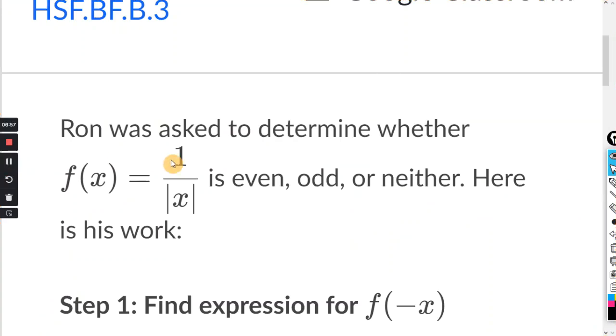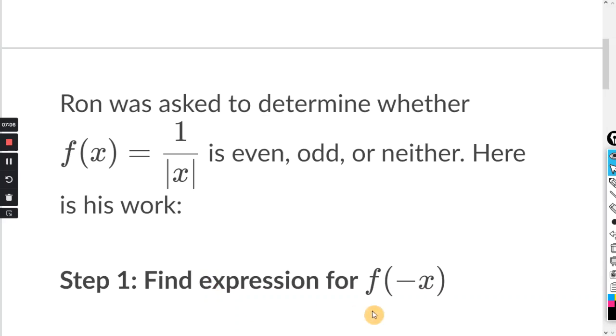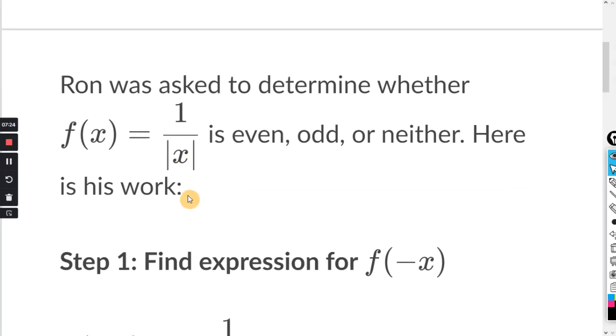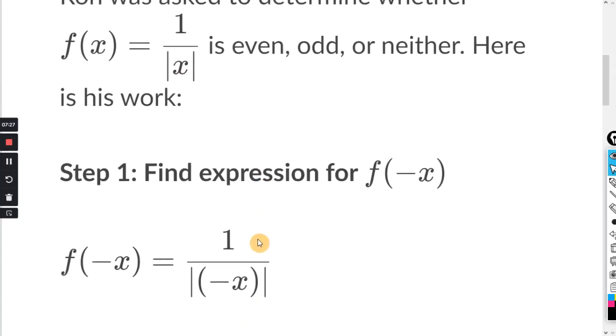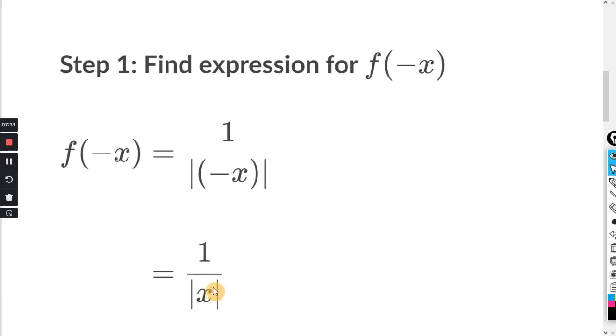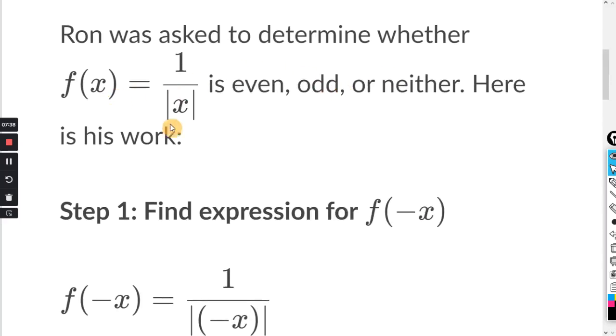I'll do one more briefly. Ron was asked to determine whether 1 over absolute value of x is even, odd, or neither. The first step is always to plug in negative x. If you plugged in negative x here, once you took the absolute value, it would be positive x. So it would still equal 1 over the absolute value of x. Now, since f of negative x equals the original f of x, it should be even.